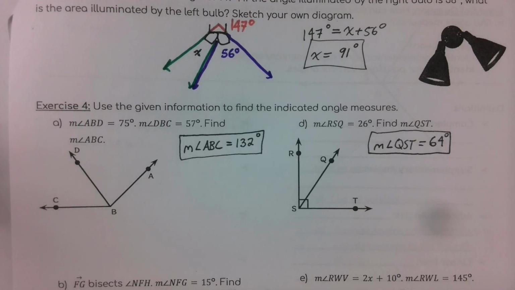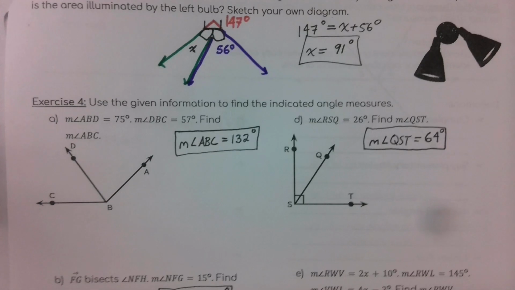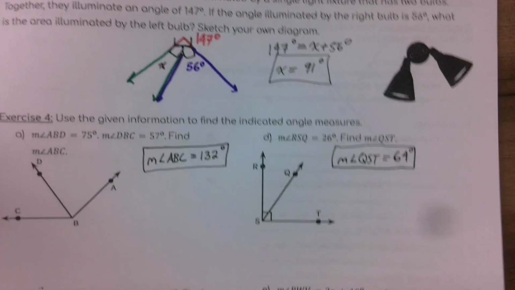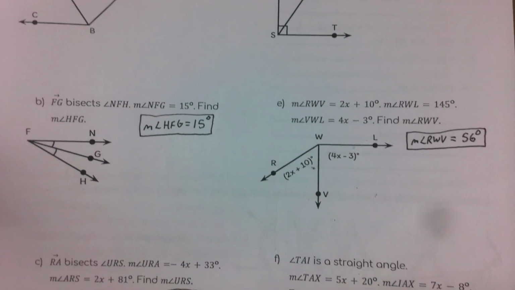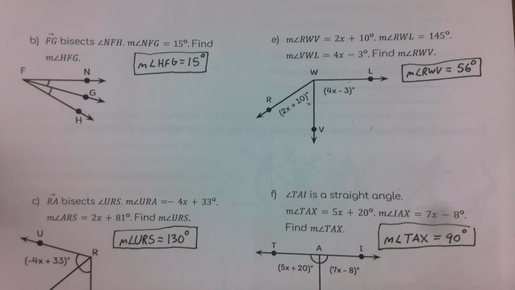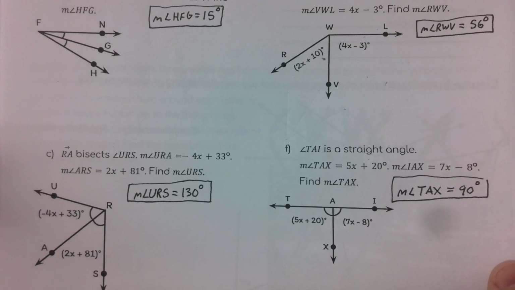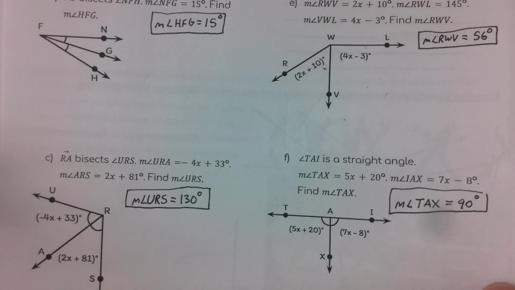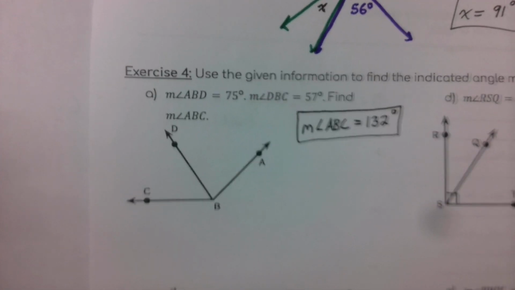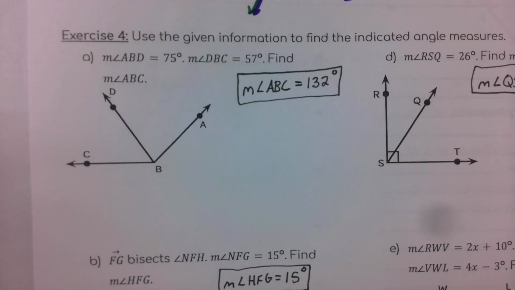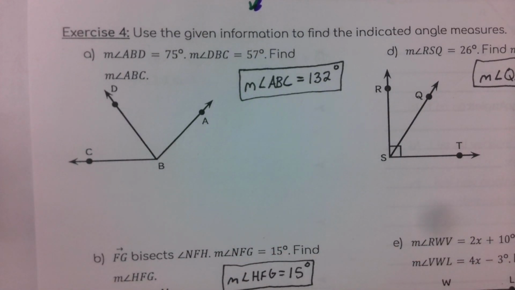All right, folks. Hopefully you've tried all these out. I'm going to show you all the answers so that you can skip one of the explanations if you already understand it or got the right answer. So here are all the answers. A is 132, D is 64, B is 15, E is 56, C is 130, and F is 90. I'm going to start off with example A and sort of work my way through from left to right.